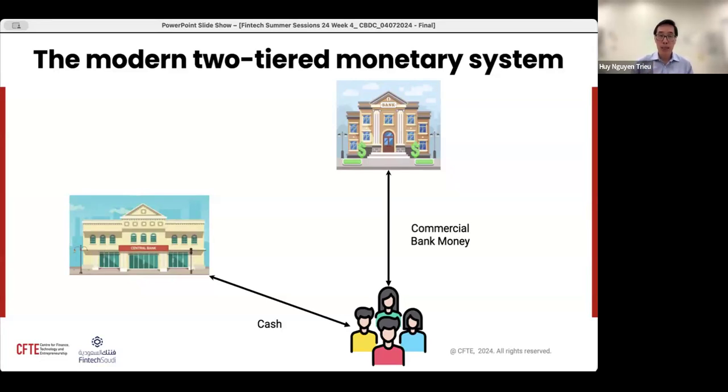And the link between a bank and a central bank are through reserves. So if you think about it, the interactions that you have with money are either with a central bank directly through cash, and in a lot of cases, directly with your bank through commercial bank money. And the link between the bank and the central bank are through reserves. This construct of the financial system is now being used in a lot of countries around the world. And this is one of the foundations which is really important to understand when we talk about CBDCs, central bank digital currencies.